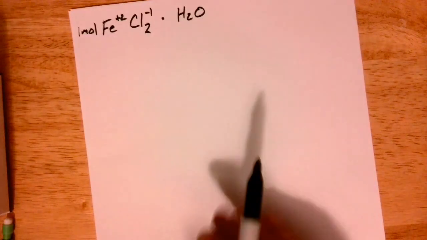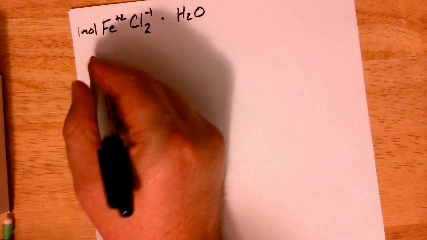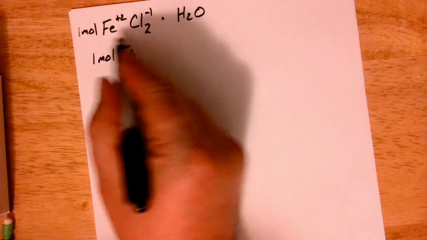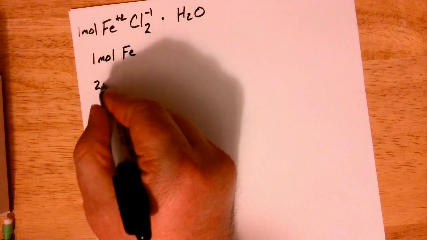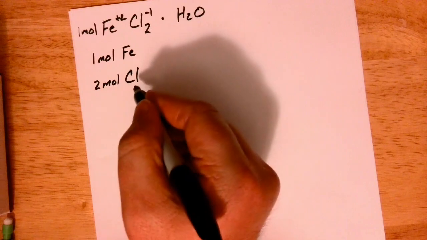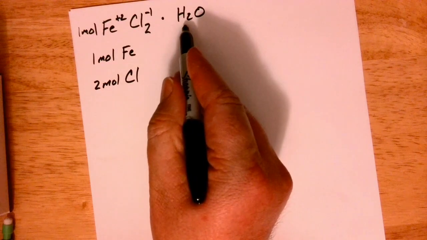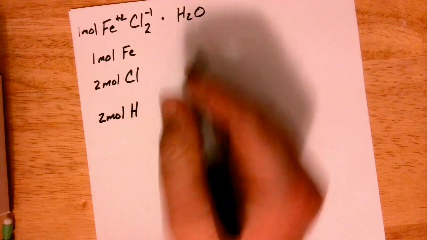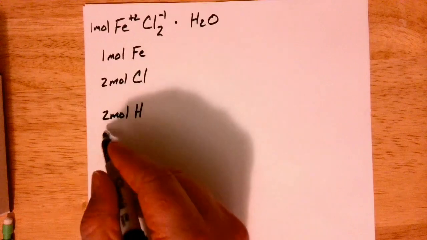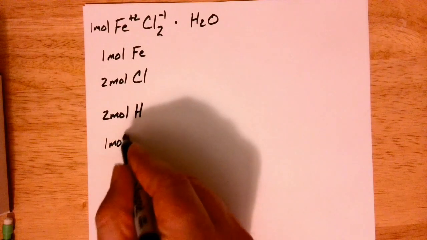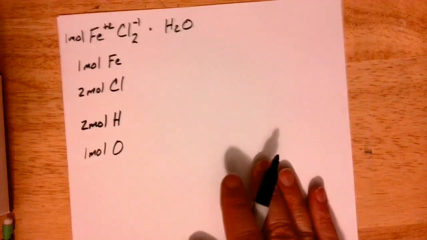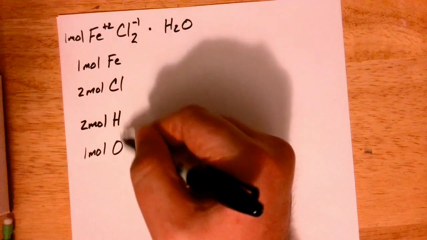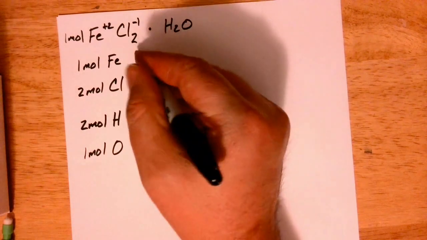Alright, so hopefully you did well. Let's go and work this one out. So 1 mole of iron would have 2 moles of chlorine. And then if you're looking at water, you're going to have 2 moles of hydrogen, and then 1 mole of oxygen. So to find the weight of the whole thing, we're first going to do ferrous chloride, and then also the monohydrate, and then the weight of the whole thing.